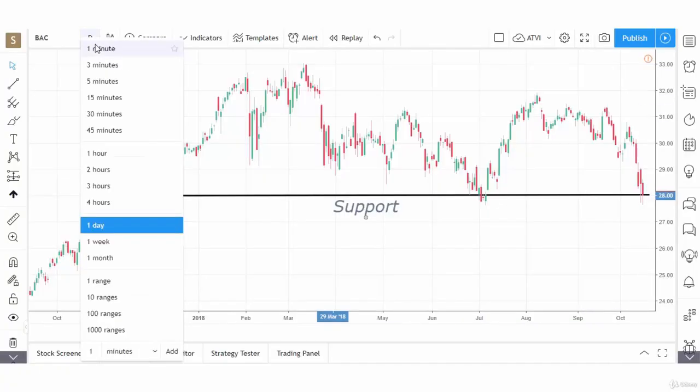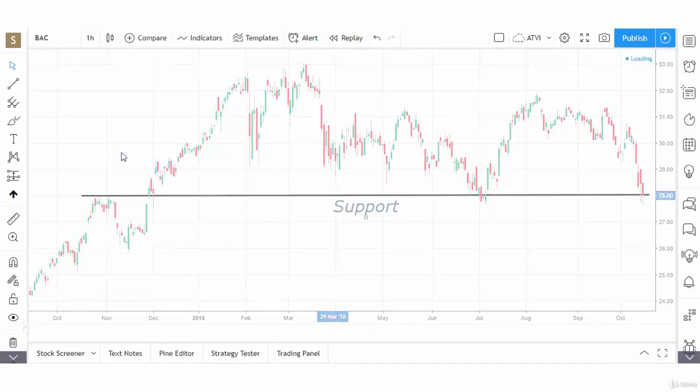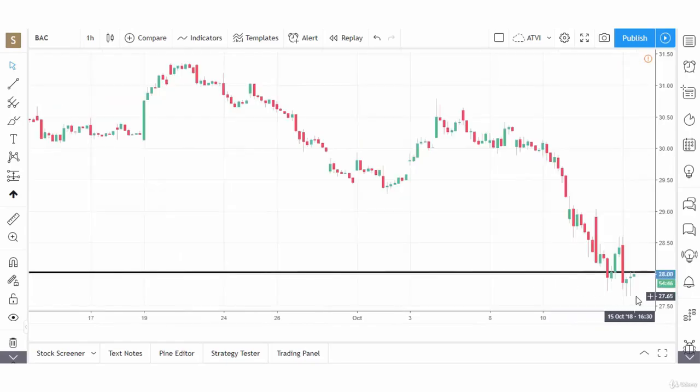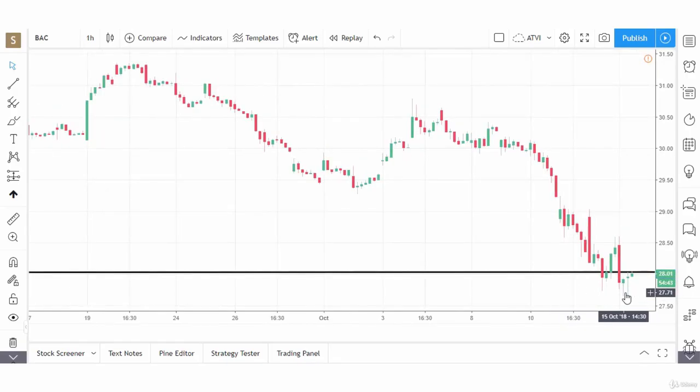So what we want to do now is look at the hourly chart, which is the time frame we'll be using to trade Bank of America. So we see, again, it's right around the support level. We can see the stock has trended down to the support level, which we knew from the daily chart. And it's bouncing, and we're seeing some doji and small-bodied candlesticks here. So this is a positive sign on the hourly chart that we're getting some bouncing in the stock.